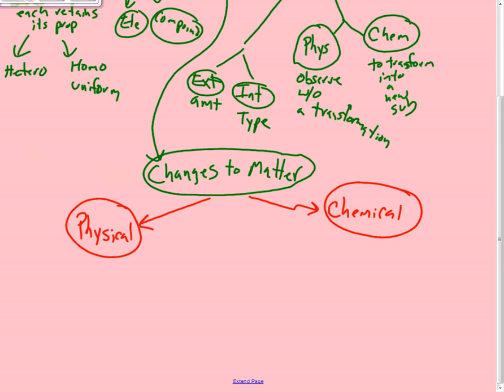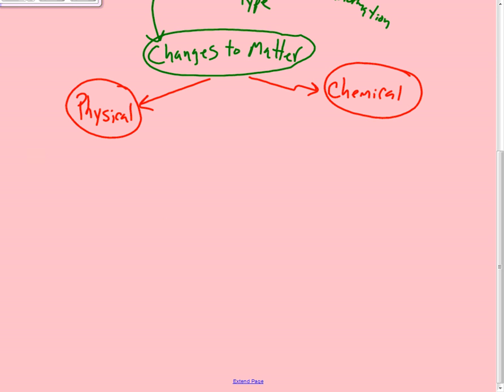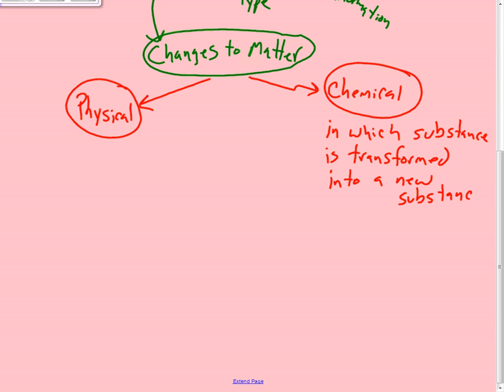Now, what is a chemical change to matter? A chemical change to matter is a change in matter in which the substance is transformed, that word again, transformed into a new substance. So let's say we have hydrogen gas and it reacts with oxygen gas, and I'll need 2 molecules of the hydrogen gas. It will create 2 molecules of water.